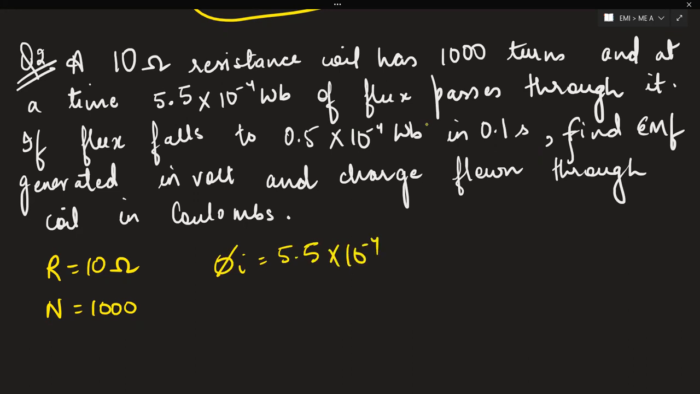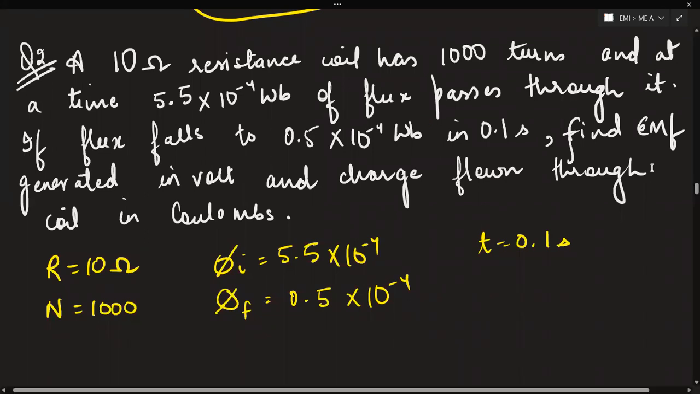Final, the flux falls. Flux has reached 0.5 into 10 to the power minus 4, and time is 0.1 seconds. So you have to tell the EMF that is generated as well as the charge. So it's a formula based question directly.